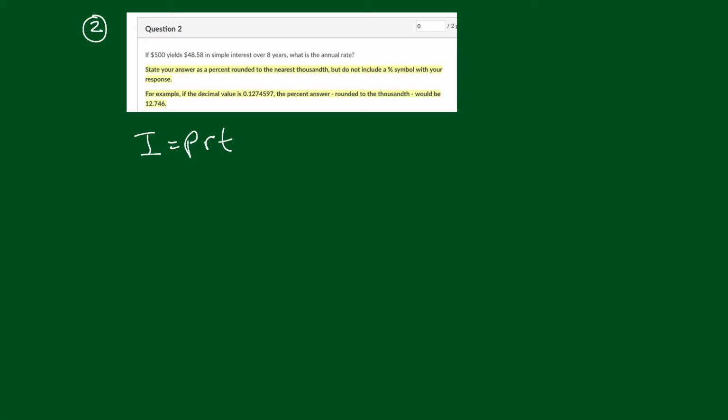Now what we've got in here is that we are going to put in $500. Now the interest rate we don't know. So I'm just going to leave that as R. Now T is the 8 years, right? T is 8. That's our 8 years. We're putting in $500, and the $500 produces this amount of interest, $48.58.